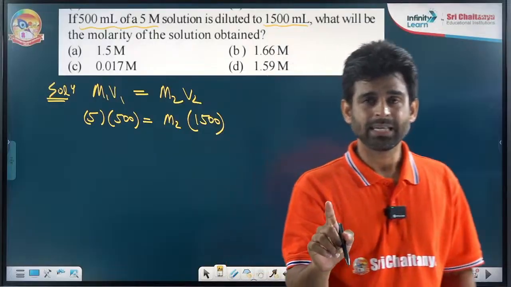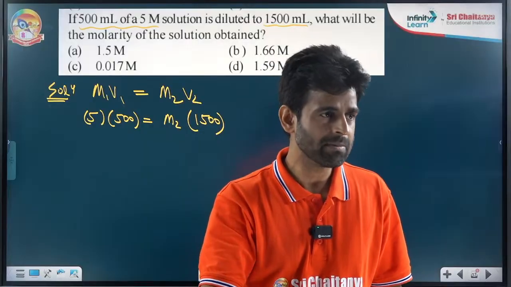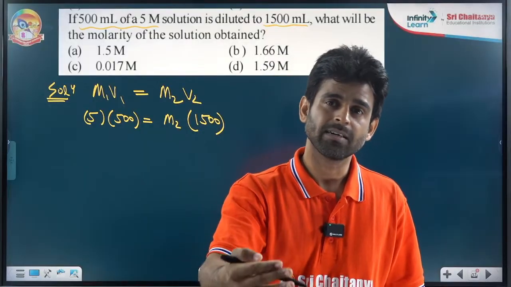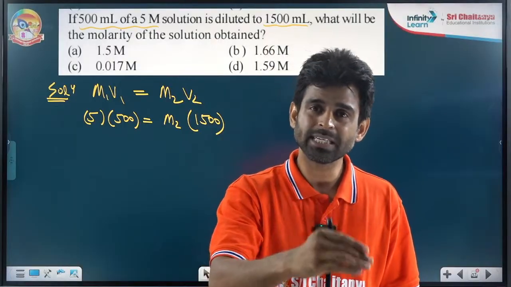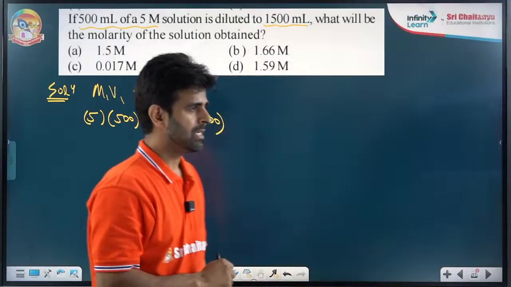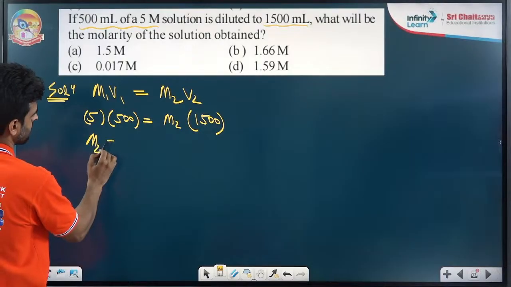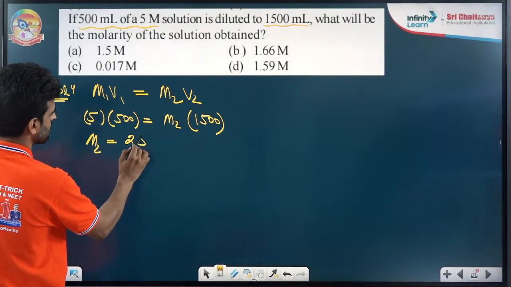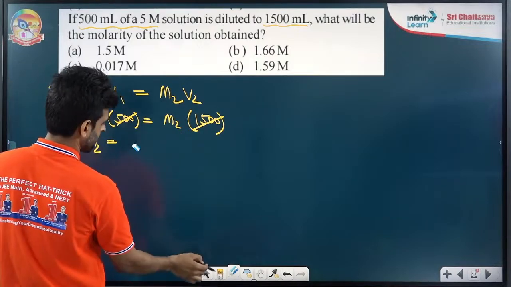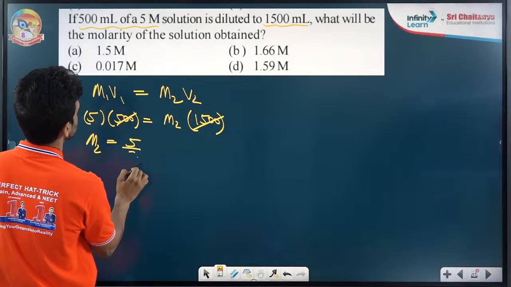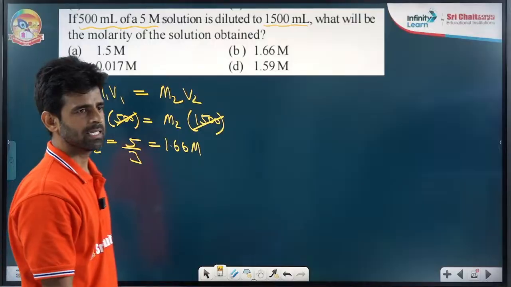Be careful. They are not saying diluted by 1500 ml. Diluted by would mean they add extra water of 1500 ml. But here they are saying we are diluting it to 1500 ml, so they gave me V2 directly. So you can cancel directly, and I can say 5 by 3. Very easy to find. It's 1.66 molar.